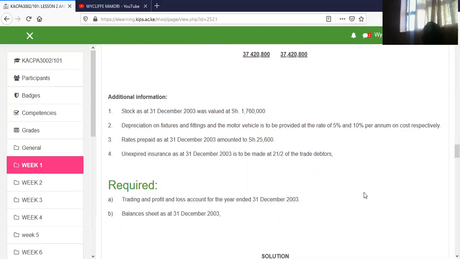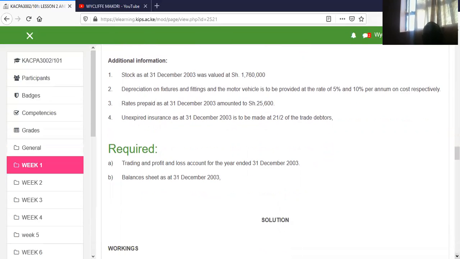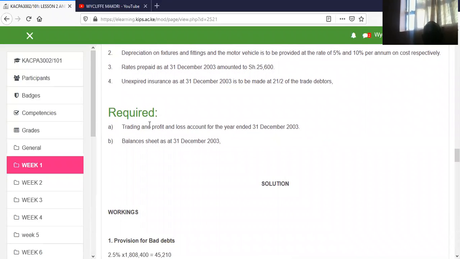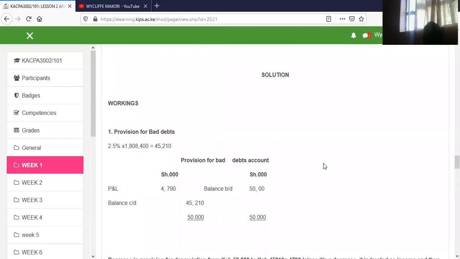Let us now see what will happen. We are supposed to prepare the income statement. Remember, the income statement is also known as the trading profit and loss account, and we are also supposed to prepare the balance sheet. The balance sheet is also known as the statement of financial position. Anytime you are given a question like this, and which is very common, always start with the workings. Do the adjustments to the additional information.